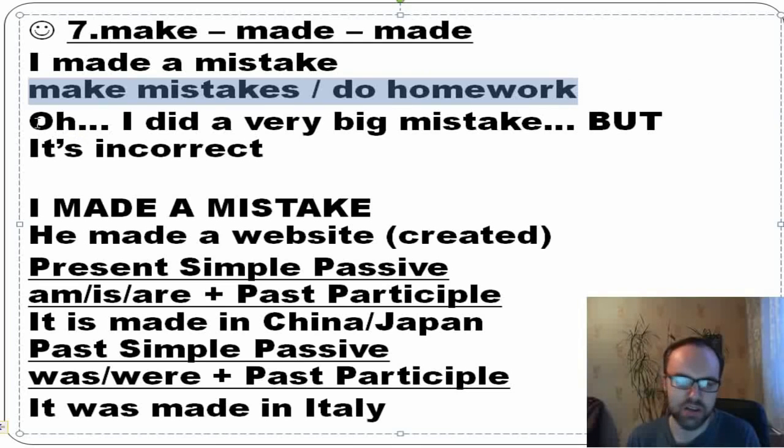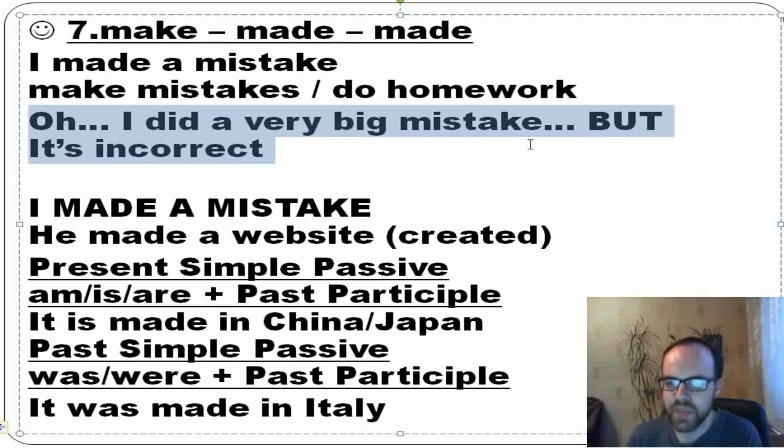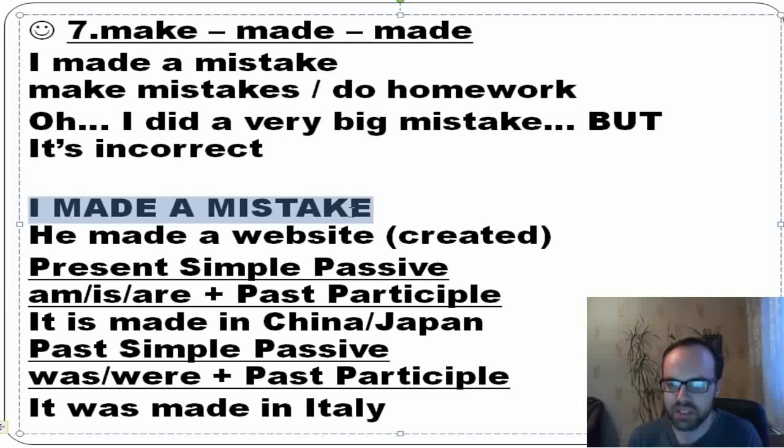So you know that, I don't know why, but many students say, "Oh, I did a very big mistake," so it looks so strange. Really, it's incorrect, so never say it. We say I made a mistake, or I made mistakes, I made lots of mistakes, or something like that, but not do. Make a mistake, do homework, do housework, but make mistakes.